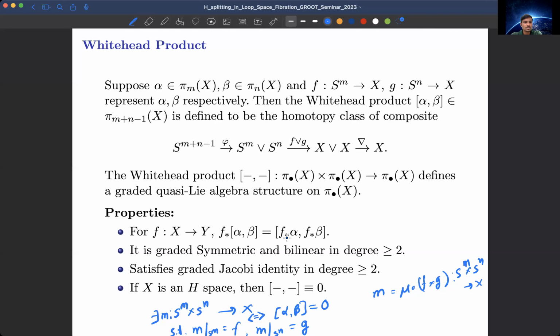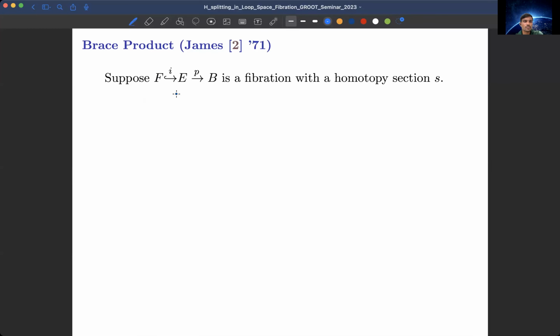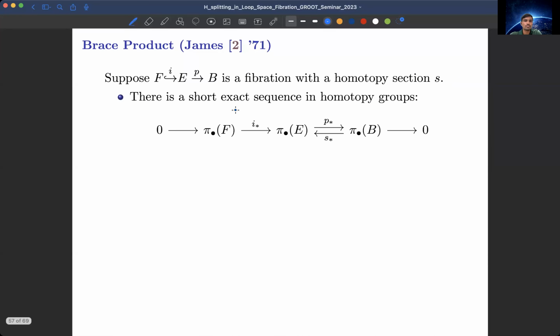Okay, so having defined the Whitehead product, we are now ready to define the Samelson product for a fibration, which is originally due to James. The setting is, suppose we have a fibration F to E to B, and it has a homotopy section S. For any fibration, we have a long exact sequence in homotopy groups. But when we have a homotopy section, that long exact sequence splits into short exact sequences, and at each level we have a short exact sequence from pi dot F to pi dot E to pi dot B.